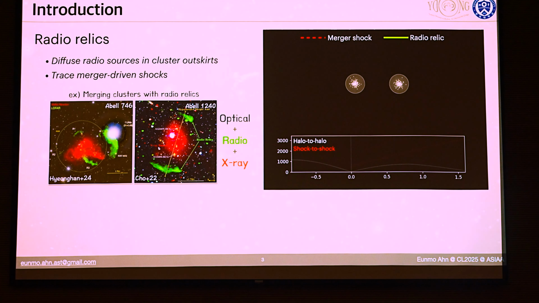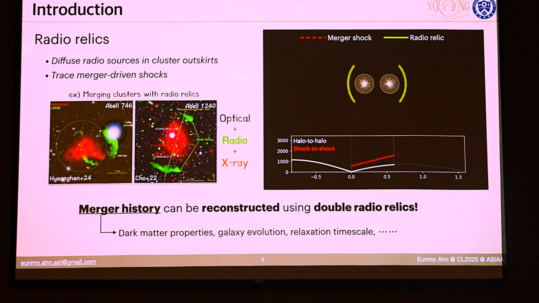And even if the observation provides only a single snapshot of the merger, if we can observe double radio relics in the cluster outskirts, as they trace the same merger event, the merger history can be well reconstructed using these double radio relics.